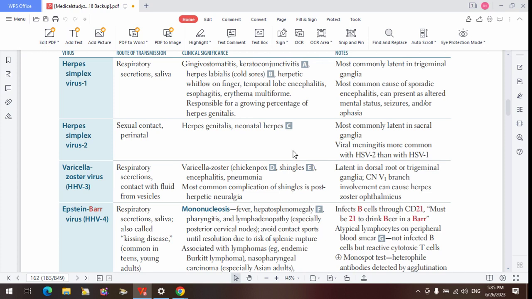So, Dr. Babale, what mechanism did you make mention of? For which one? You said mechanism of reactivation. I'm asking what's the mechanism for... I said reactivation?